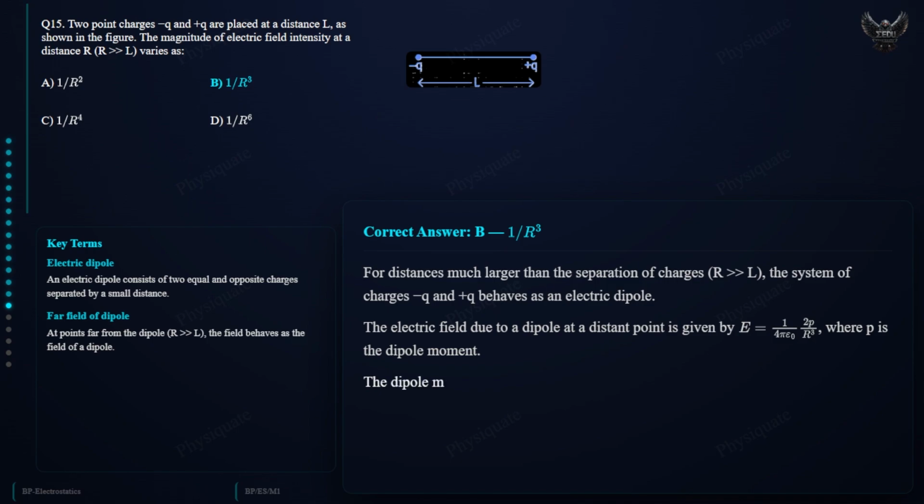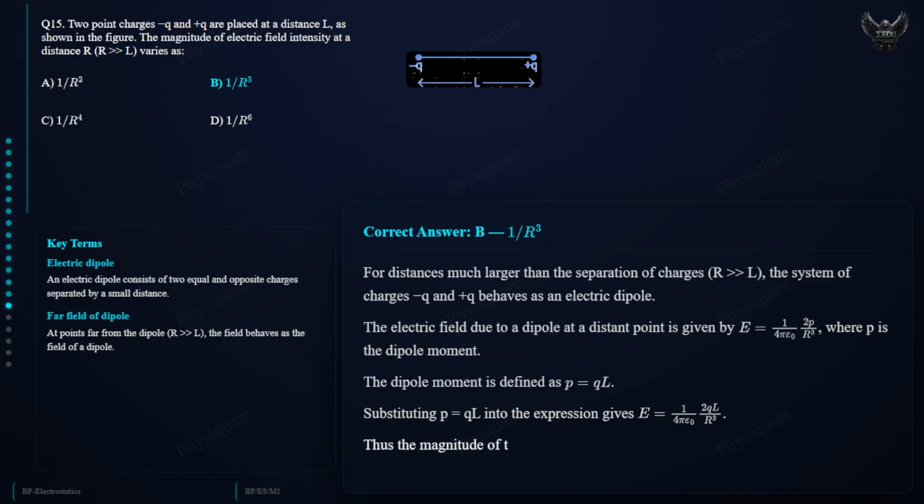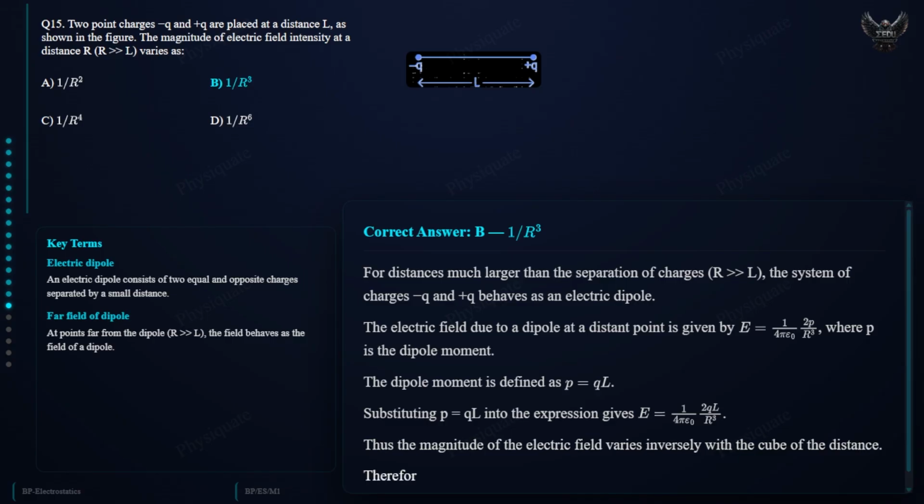The dipole moment is defined as p equals qL. Substituting p equals qL into the expression gives E equals 1 divided by 4 pi epsilon 0 times 2qL divided by r cubed. Thus the magnitude of the electric field varies inversely with the cube of the distance. Therefore E is proportional to 1 divided by r cubed.